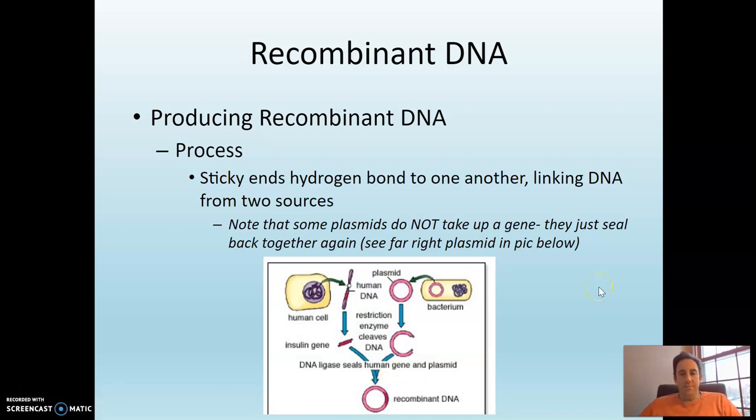Note that some plasmids do not take up the gene and just seal back together again. And so, that's something that has to be dealt with, and ignore that far right picture because that was a different picture. Forgot to edit that. Oops.